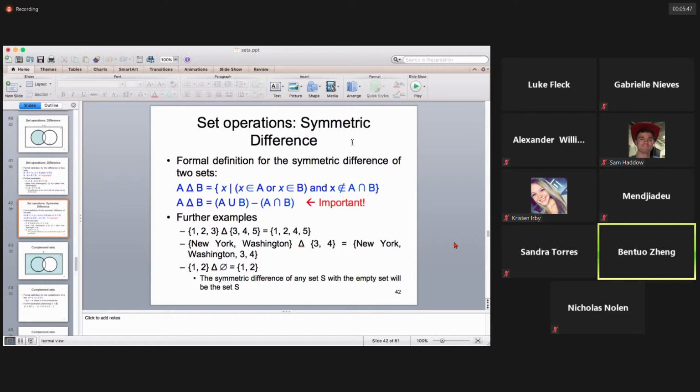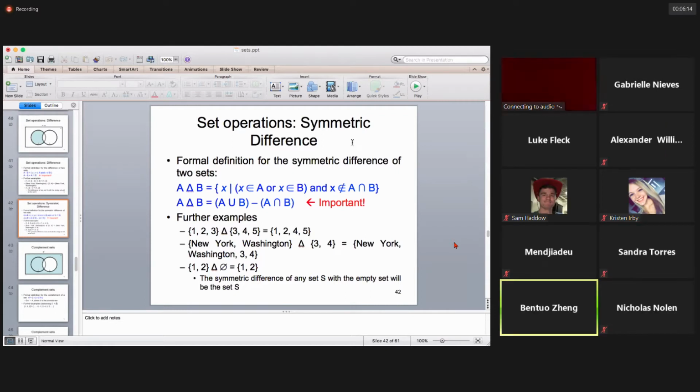So what is the definition of the symmetric difference? We put a small triangle between the two sets A and B. This is called the symmetric difference of A and B, which is defined to be the set of all x's such that x is either in A or B, but x is not in the intersection of A and B. Using our previous notation, the symmetric difference of A and B is equal to the union of A and B, subtract the intersection of A and B.